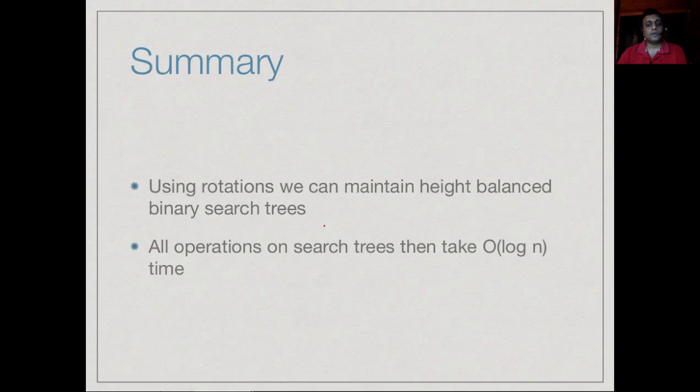To summarize, you can use rotations to maintain height balanced binary search trees. In a height balanced binary search tree, we have claimed that the height is going to be logarithmic in the size. Since all our operations are proportional to the height, because they all go along one path, all these operations, namely find, insert, delete, minimum, maximum, predecessor, and successor, can all be done in logarithmic time.